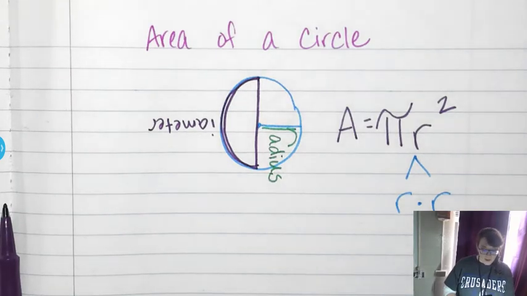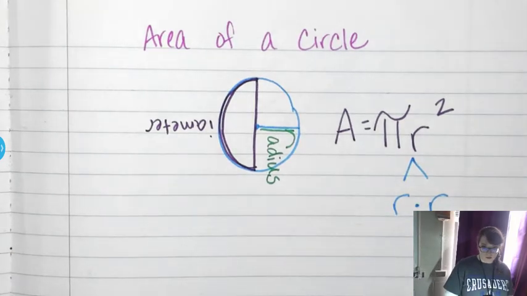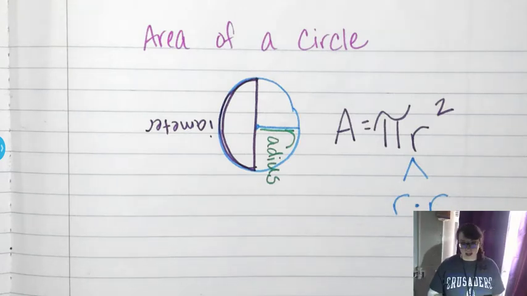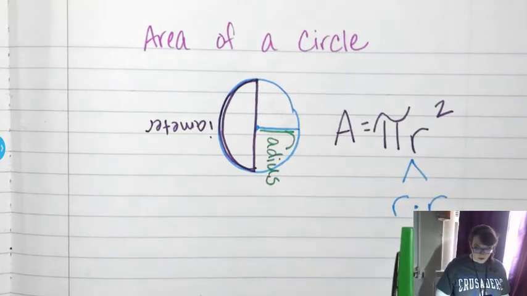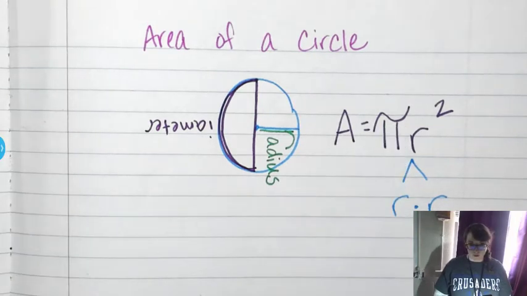So if they give you diameter, how do you get radius? If I said diameter is 10, what's radius? You divide by 2. 5. If the diameter is 14, what's the radius? 7. And then we would do 7 times 7, and then times 3.14.